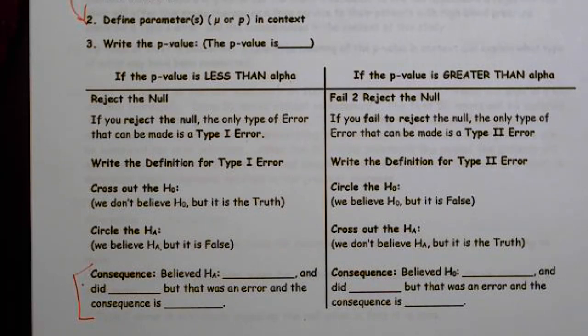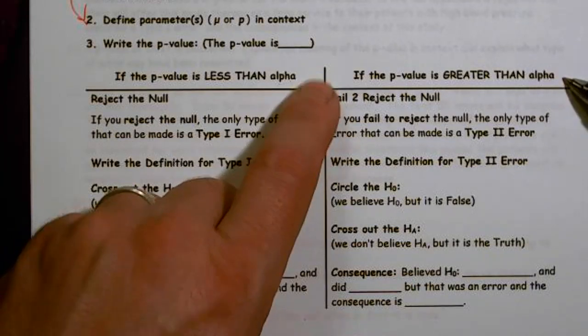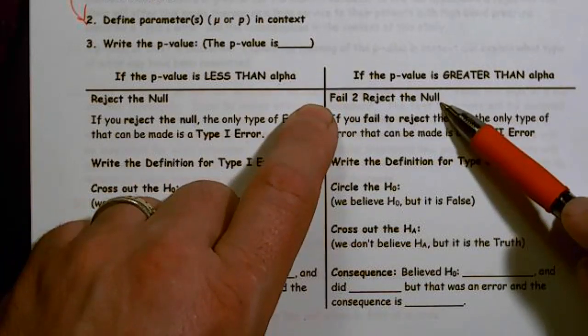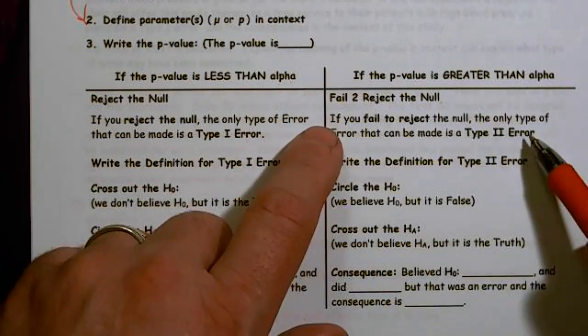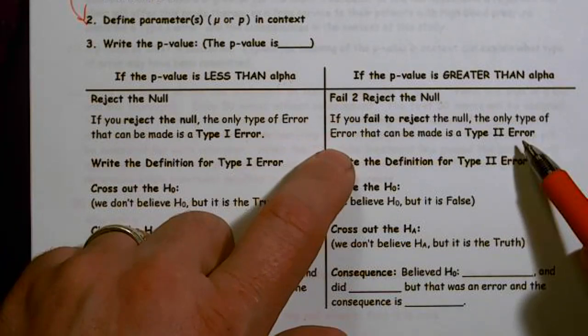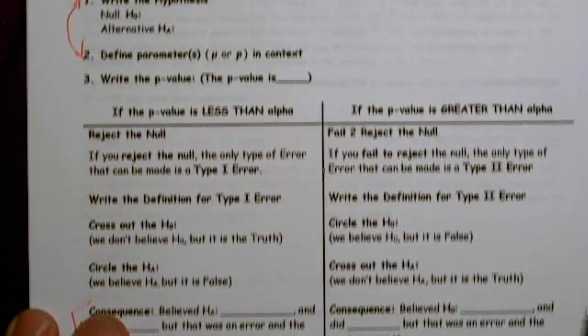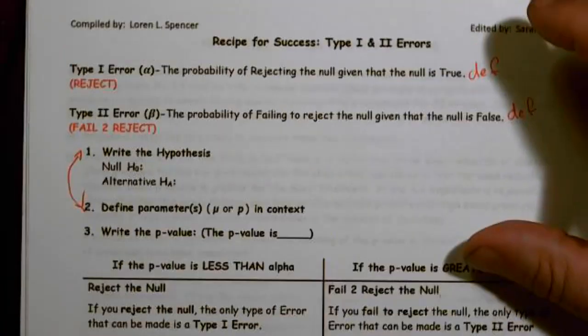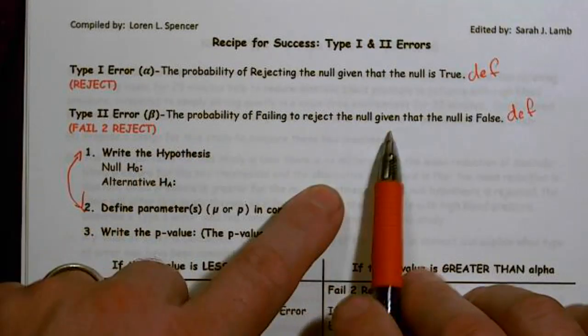consequence was for that. On the other hand, if the p-value were greater than alpha, we would fail to reject the null. All right. And if we fail to reject a null, the only type of error that can be made is a type 2. Doesn't mean we did commit a type 2 error, but the only type that could have been committed was type 2. Then the next thing you're going to need to do is write the definition of type 2, which is the probability of failing to reject a null given the fact that the null is true.